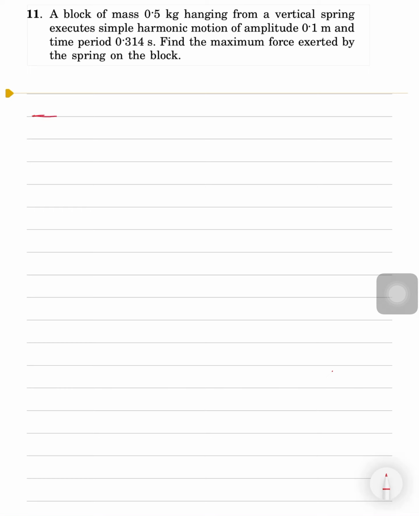So here first let us draw the system. This is a vertically hanging spring. Let us assume the spring constant is K and the mass of the block which is given for us, let us take it as M. Let us assume this is the natural length of the spring and this is the mean position. At the mean position, let us assume the expansion in the spring as x0. Now it is oscillating about its mean position. Let us assume this is the upper extreme position and this is the lower extreme position.